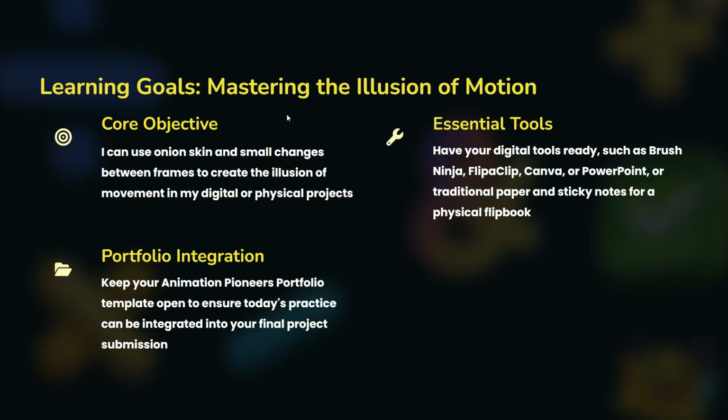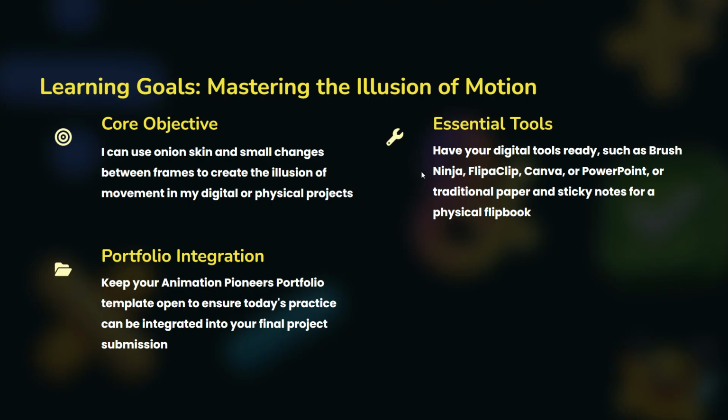So our learning goals are going to be to master the illusion of motion, which is what animation is. So you'll be able to say, I can use onion skin and small changes between frames to create the illusion of movement in my digital or physical projects if you're making a flip book.